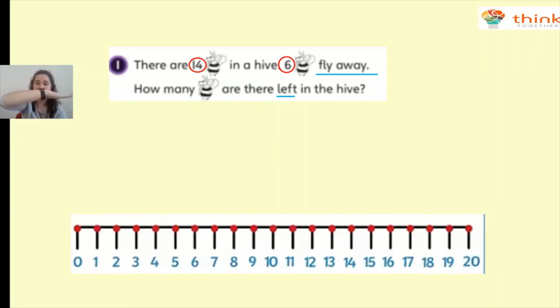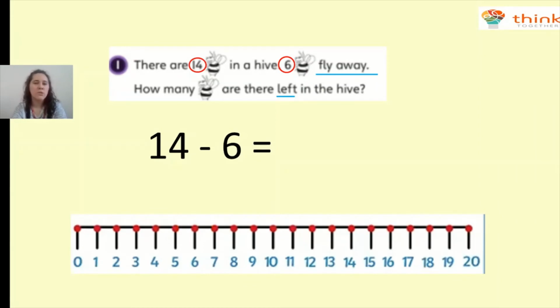Brilliant, we're going to be taking away. So let's use that information to create a number sentence. Can you tell the person you're with what number sentence we could do? Well done. Our number sentence is 14 take away 6. Now we've got the number sentence, let's work out the answer.